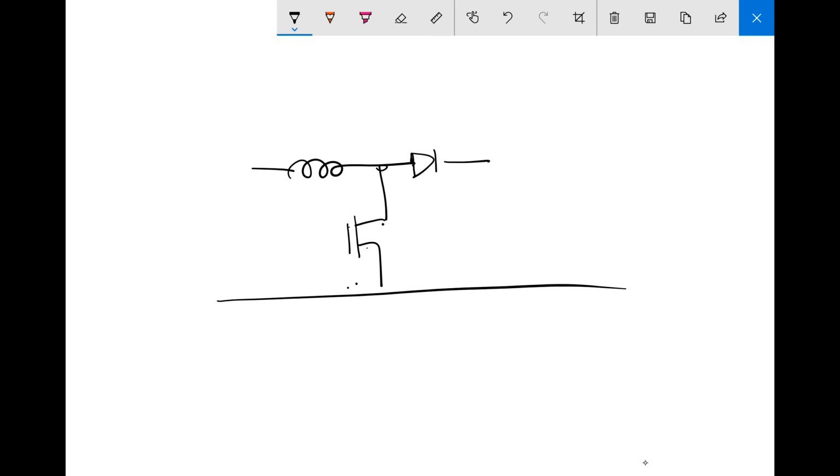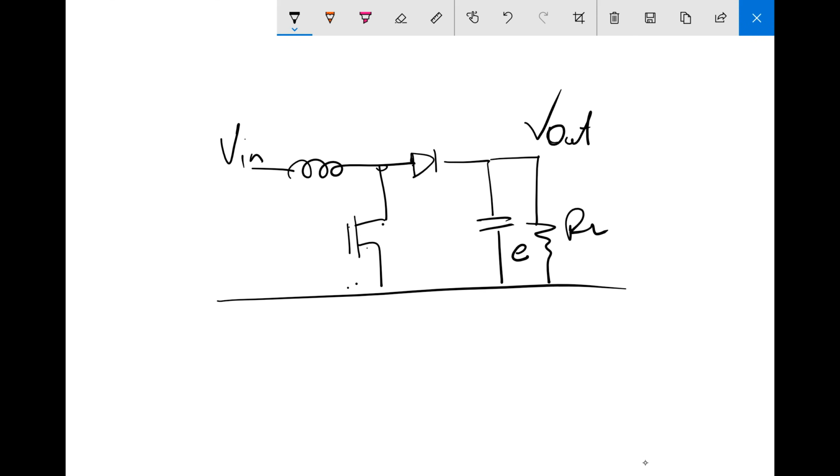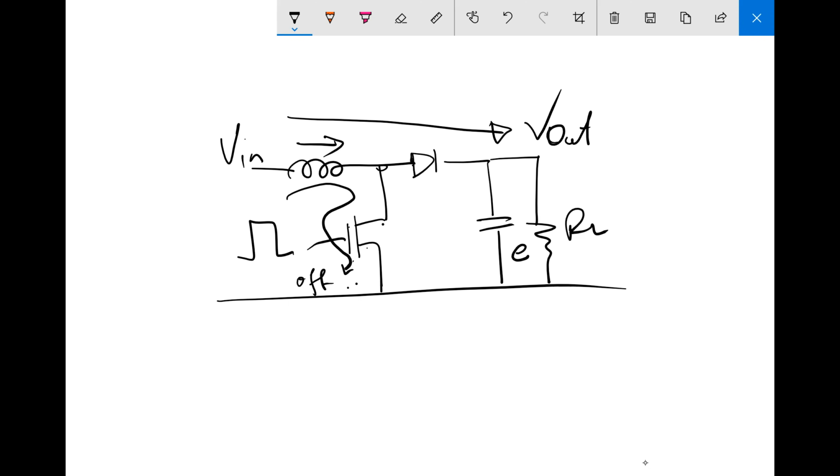Okay? What is a boost converter? We have an input, we have an output. This is the load, this is a filter capacitor, transistor, and what basically we're doing, we are turning this transistor on. It is charging here the inductor, and then we turn the transistor off, and this current is then passing through here to the output.